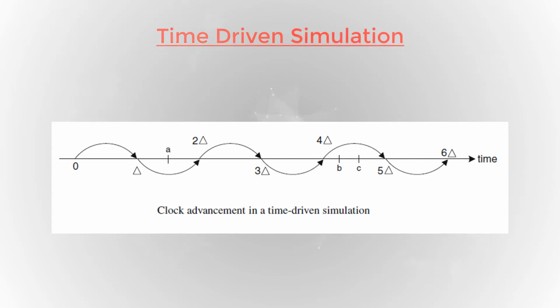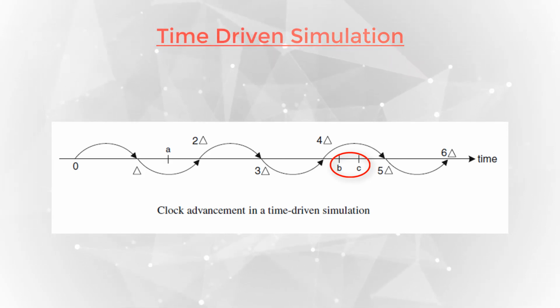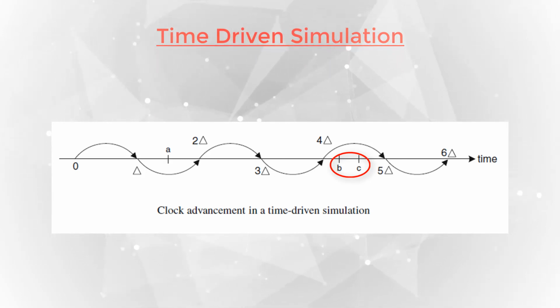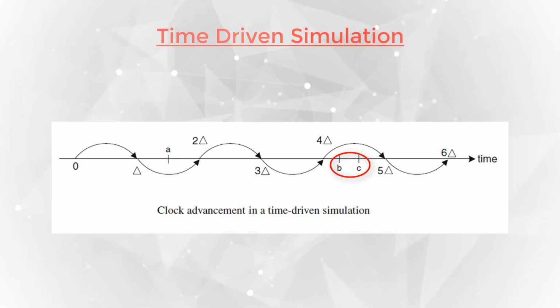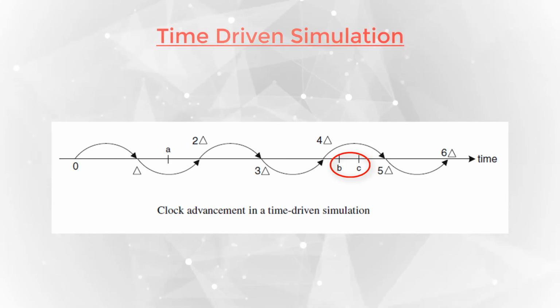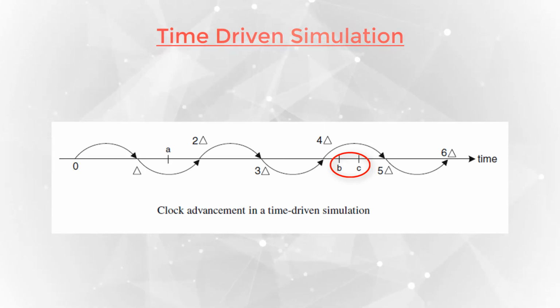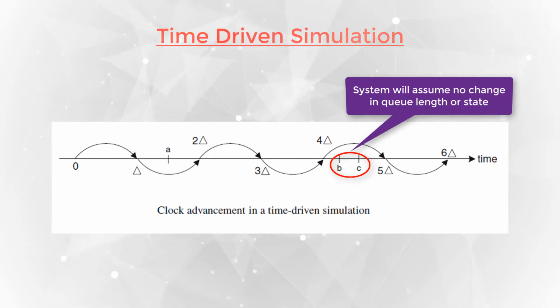Suppose events B and C in the fifth interval are packet arrival and departure events, respectively. Since these two events are considered to occur exactly at the end of the interval, that is delta 5, the system state would be as if there was no packet arrival or departure during delta 4 and delta 5. This is considered a loss of information.